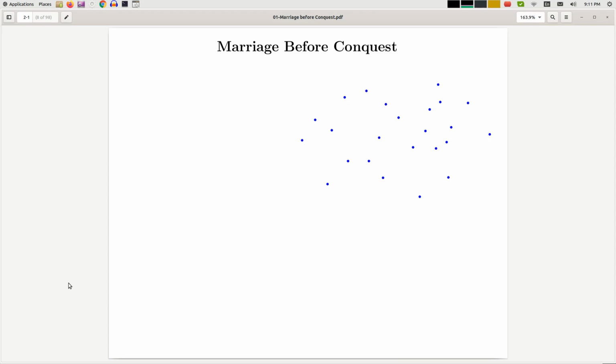Now we focus on the marriage before conquest algorithm. This is a very interesting algorithm because in some sense it's the opposite of divide and conquer, and that's why it's called marriage before conquest.